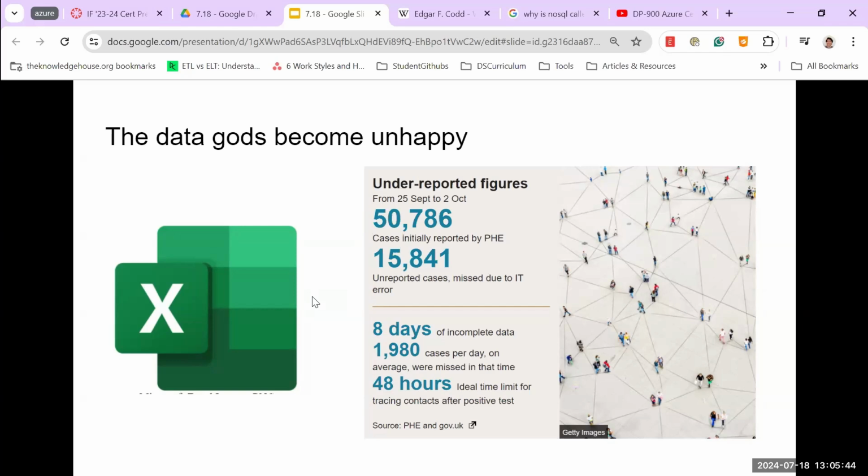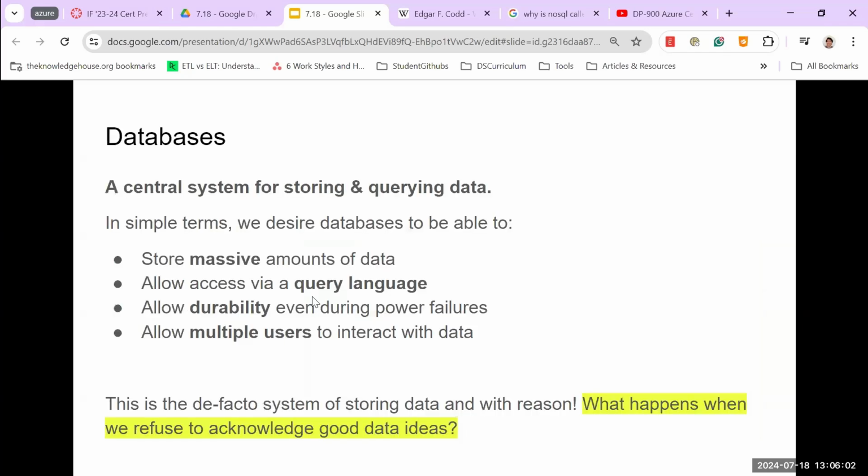And unfortunately, with the usage of Excel, they did not report 15,800 positive COVID cases. And this occurred from September 25th to October 2nd. And I believe at the end of the day, they were able to get the data back. But it just goes to show, databases must be able to store massive amounts of data. If you have a cutoff for your database, or what you're treating as your database, you should be aware about that limit.